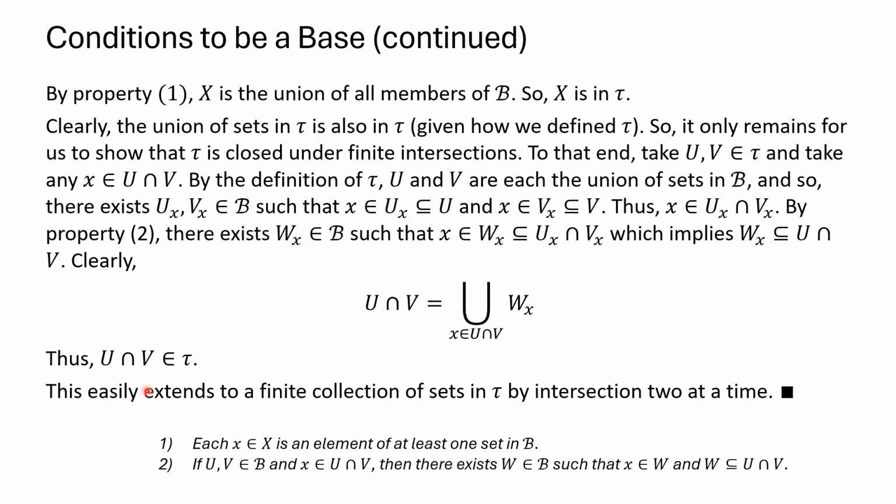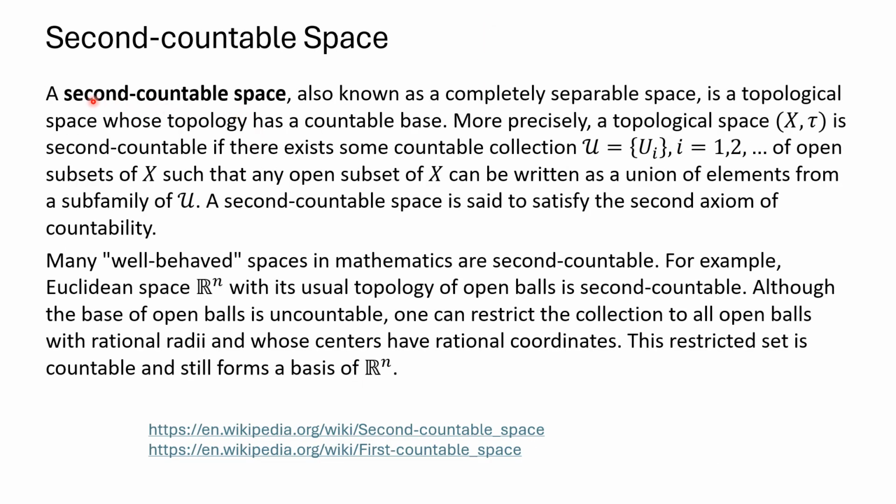So that's our proof. We have a few more definitions in this lesson, and then we'll move on to some other topics. We briefly mentioned second countable spaces earlier. I want to talk a little bit more about them here. A second countable space, also known as a completely separable space, is a topological space whose topology has a countable base. So that's pretty straightforward. It could either be a finite number of elements in the base or a countable number.